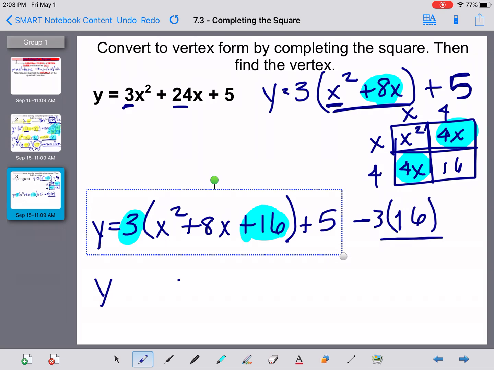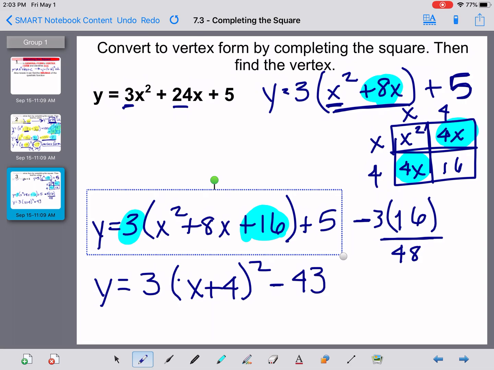Okay, so y equals, this still stays, so 3. And I'm going to combine all this. That's what gives me my x plus 4 squared, right? And then in this case, because this is 48 minus 5, this is negative or minus 43 for my actual k value for my vertex form.